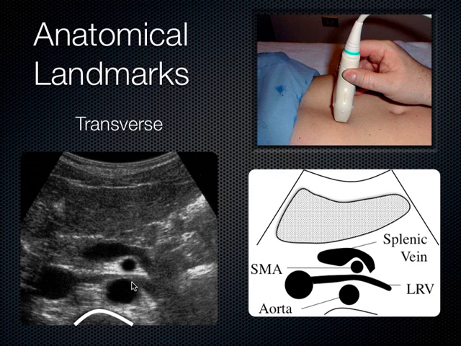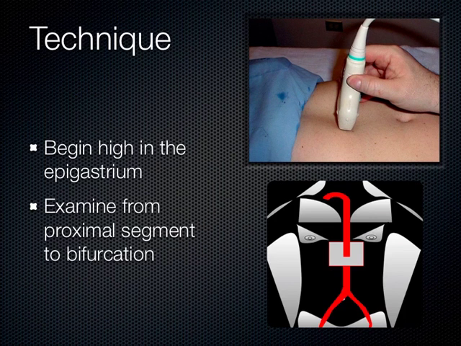The other thing is, what's getting nut cracked between the aorta and the SMA? What's this little blood vessel here that's trying to get into the IVC? That's the left renal vein. The kidney's off the screen, we don't see it here, but we do see the left renal vein get nut cracked between aorta and SMA. Cool? All right. So the way you do this is you start high up in the epigastrium with the indicator to the patient's right.